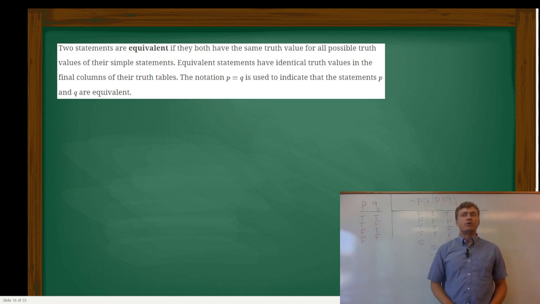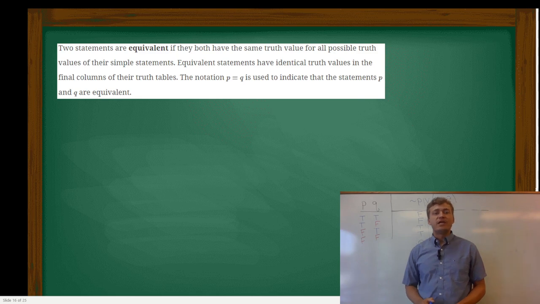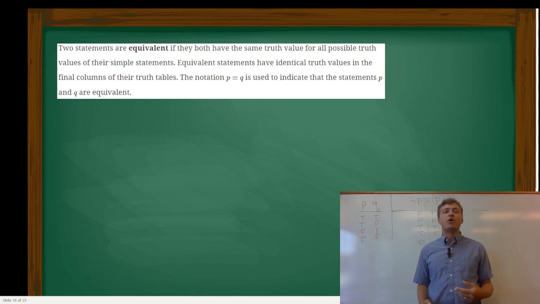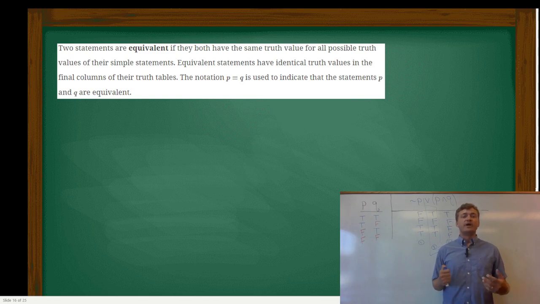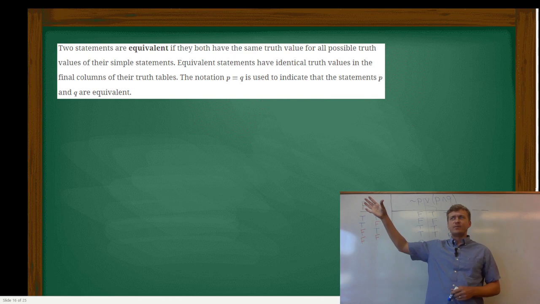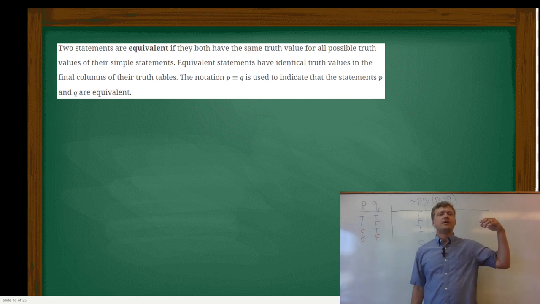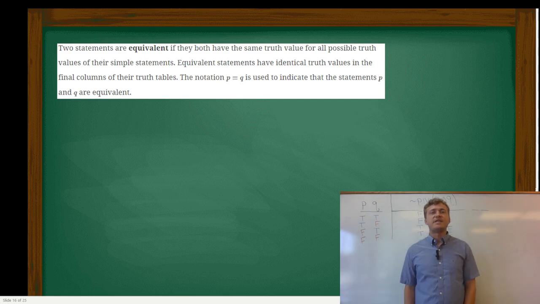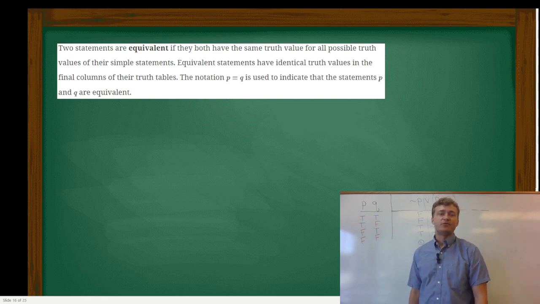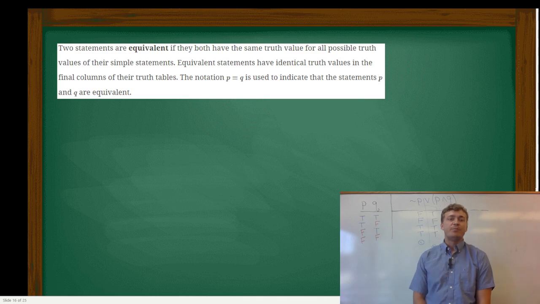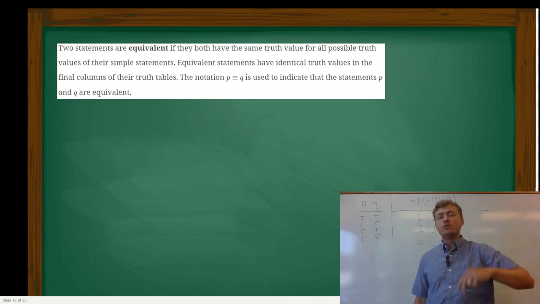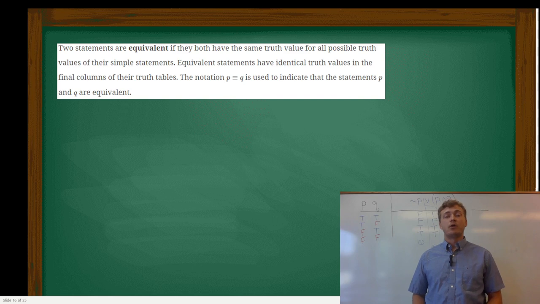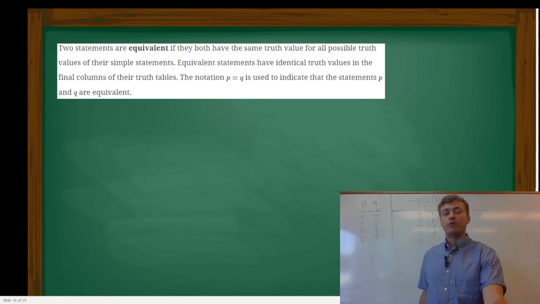We will then move into our next terminology, and that is equivalency. Two statements are equivalent if they both have the same truth value for all possible truth values of their simple statements. In other words, if we create a truth table for two simple statements and whatever the combination expression is, and likewise do that for another one, if they end up with the same four outcomes, then we would say that they are equivalent statements. Equivalent statements have identical truth values in the final columns of their truth tables. The notation P is equivalent to Q is used to indicate that the statements P and Q are equivalent. Instead of the equal sign, which is two parallel horizontal lines, the equivalent sign is three horizontal parallel lines.